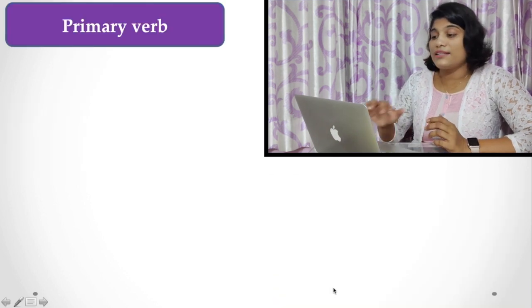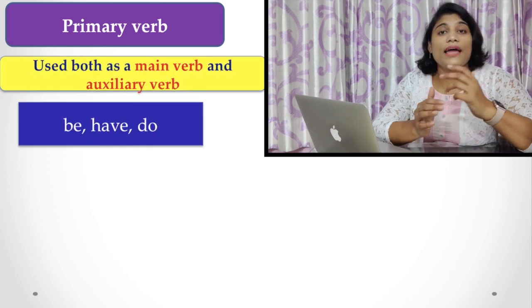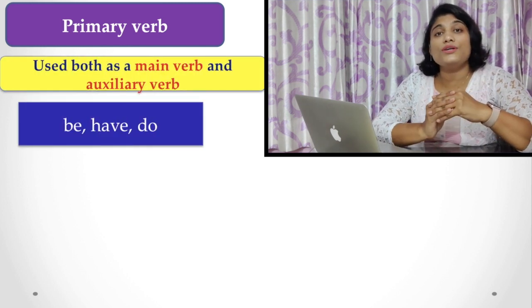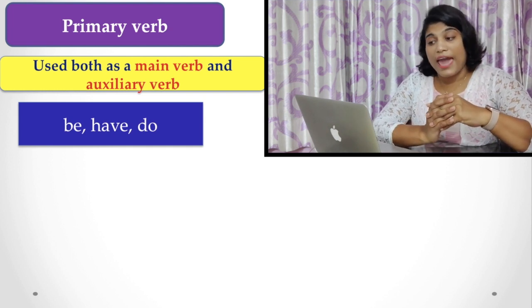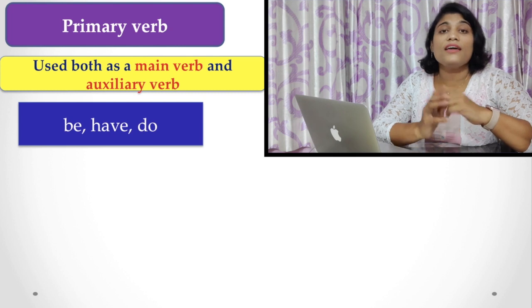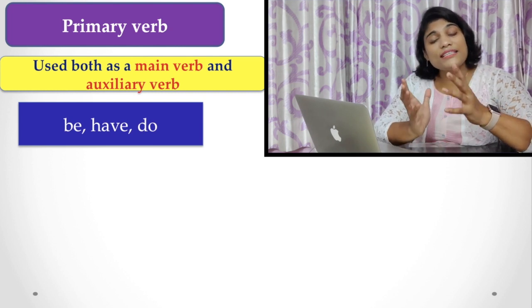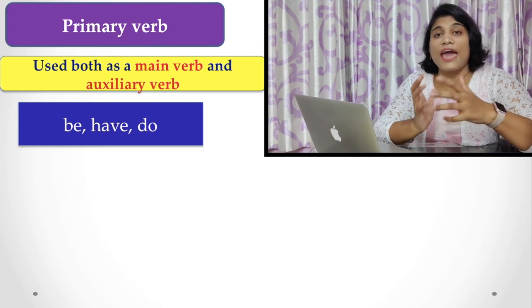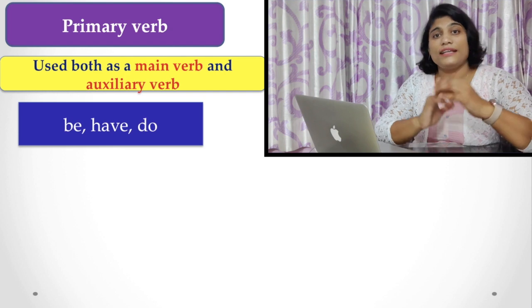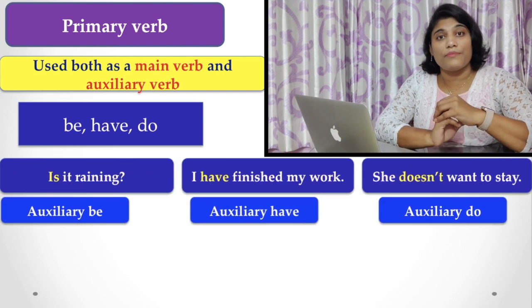So, what are the primary verbs then? The verbs I have told you about, which are used both as main verbs and auxiliary verbs, are the be verb, the have verb and do. These three verbs can be used both as a primary verb and as an auxiliary verb, that is, a main verb and auxiliary verb. Let's see the examples.